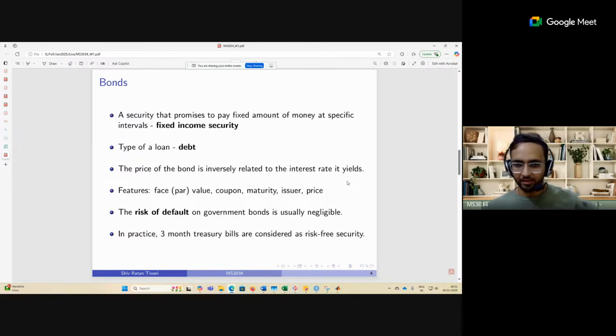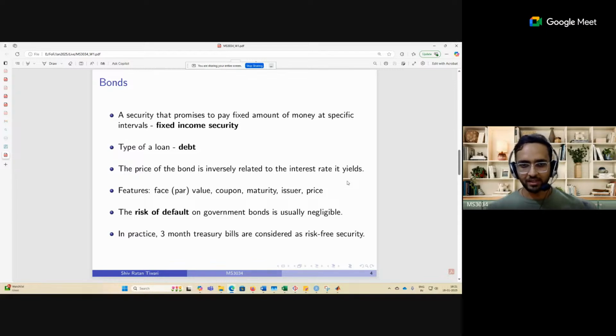It can be defined, but when a bond is being issued, the coupon payment will be defined. There are also zero coupon bonds, which means there will be no coupon payment. The bond will pay the value only at the time of maturity, when it matures. And the third thing is maturity.